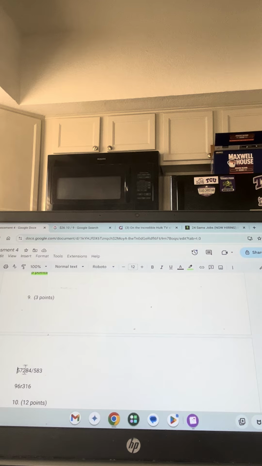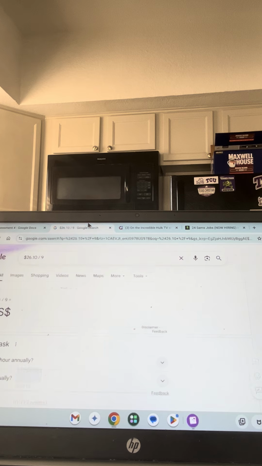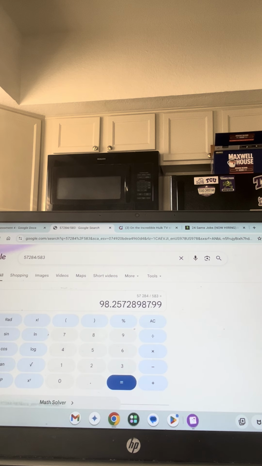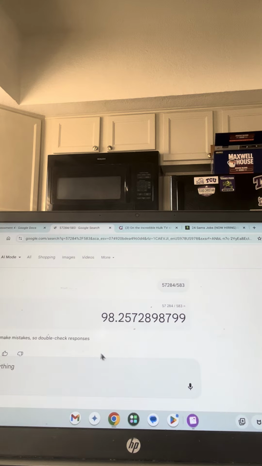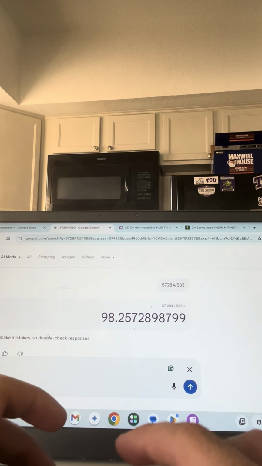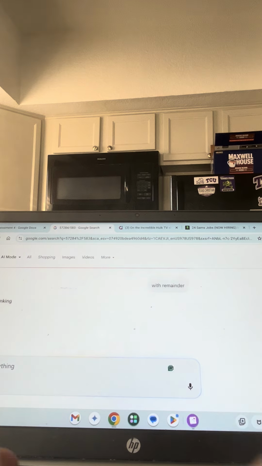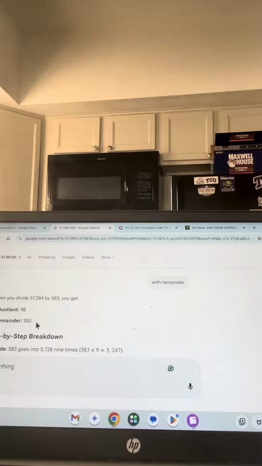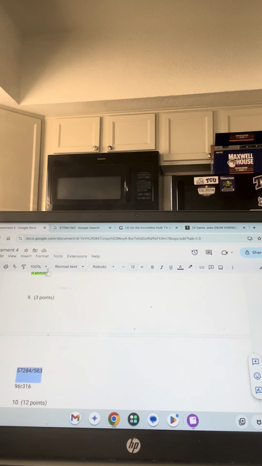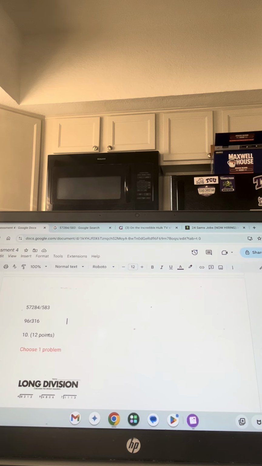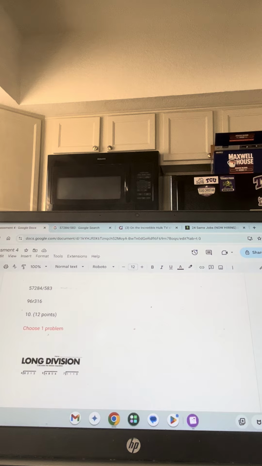Okay. See what this is. You get 98 with a remainder of 150. So that means you got the, wait, hang on. 96 with a remainder of 316, that's what you got. Let me do this on paper real quick.